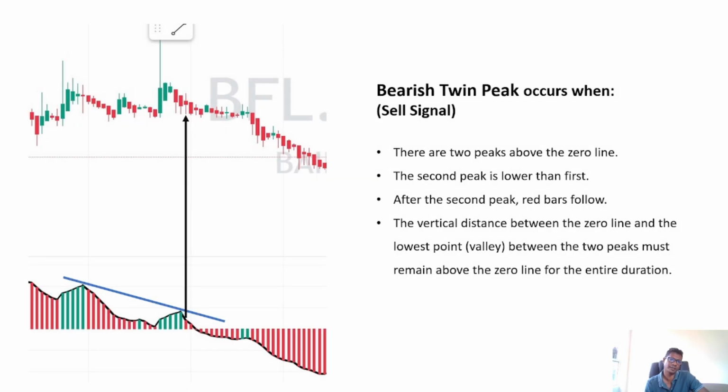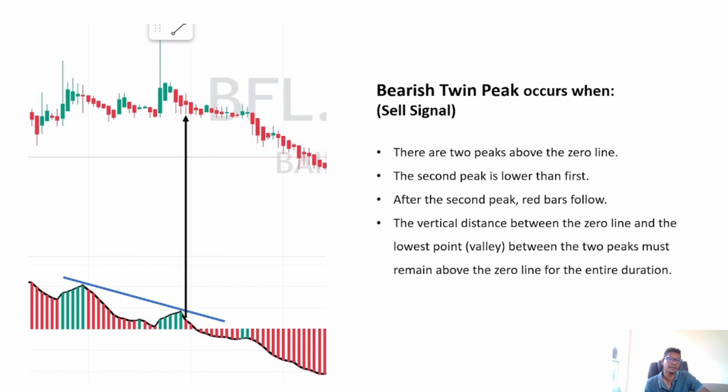As every strategy has two aspects, a buying part and a selling part, now we are going to discuss the selling part, the bearish twin peak strategy. For that, several conditions need to be fulfilled. First condition, there must be two peaks above the zero line. Second peak is lower than the first one. After the second peak, red bars follow.